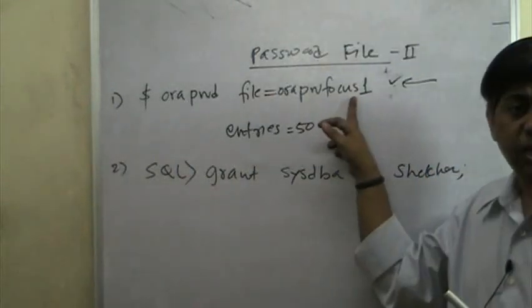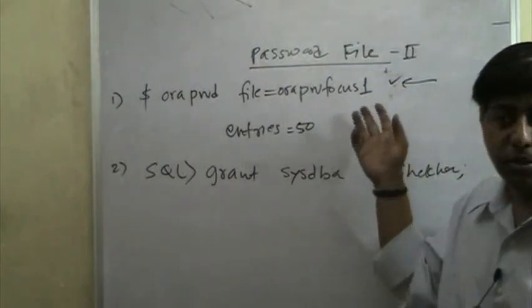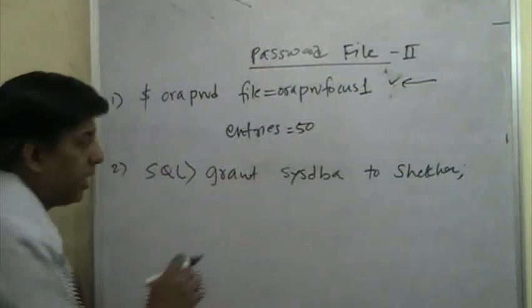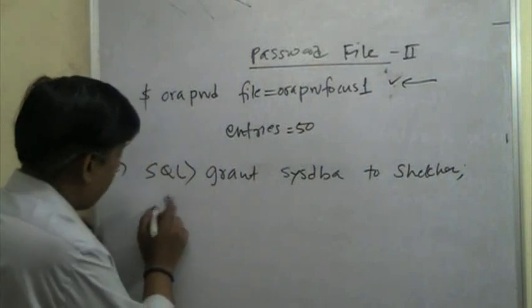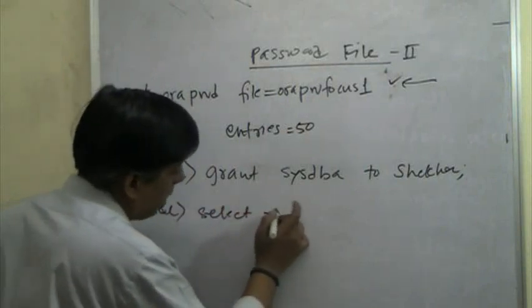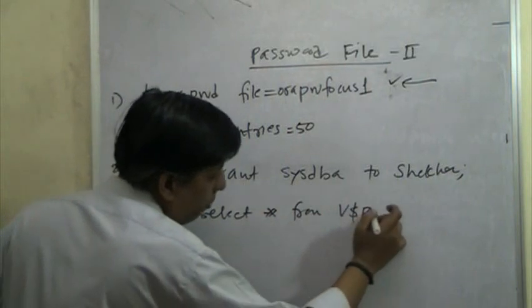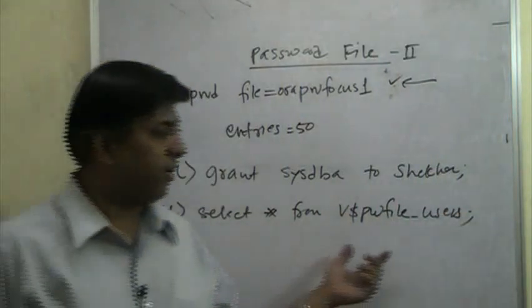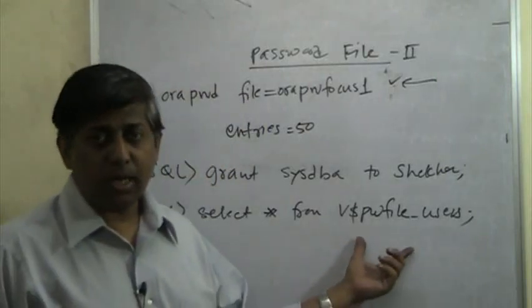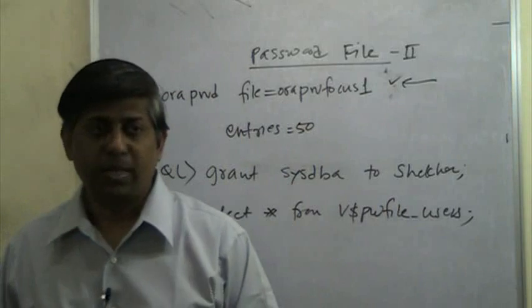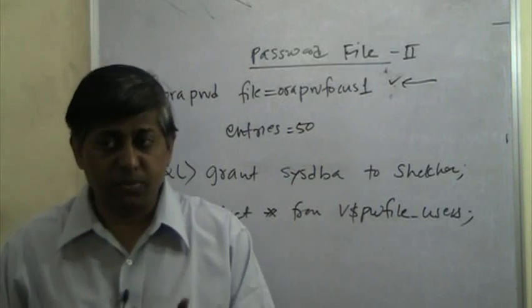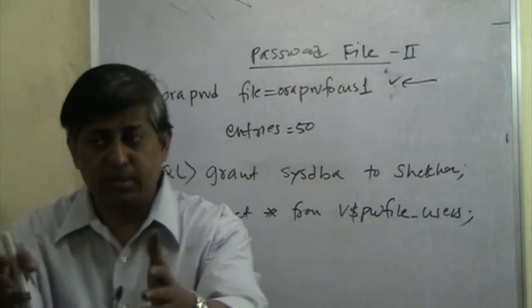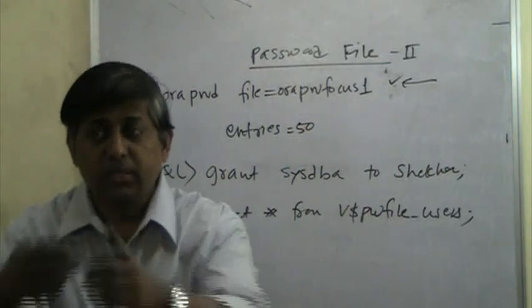Since this is a binary file, we cannot go and open this in VI and find out what information is there inside that file. So to find out what users have already been placed inside this file by granting the sysdba privilege, we fire a command: select star from V$PWFILE_USERS. This is a data dictionary view which will allow you to view what is inside the password file. Similarly, we have seen different data dictionary views. For example, V$DATAFILE is a view which will allow me to see what is inside the control files. Basically, it gives me the data file information which is written inside the control file.